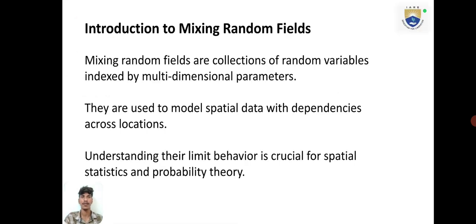Introduction to Mixing Random Fields. Mixing random fields are collections of random variables indexed by multidimensional parameters. They are used to model spectral data with dependencies across locations. Understanding their limit behavior is crucial for spectral statistics and probability theory.